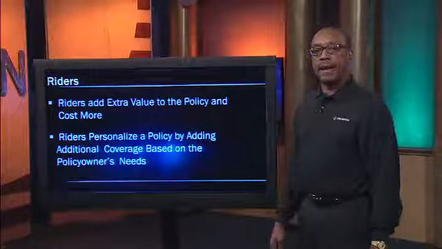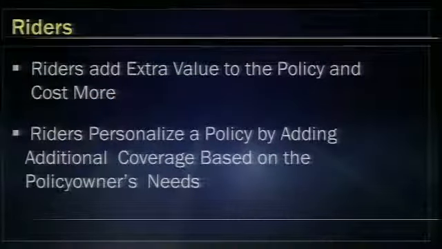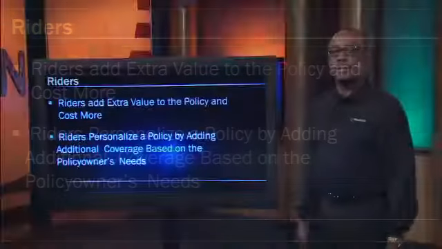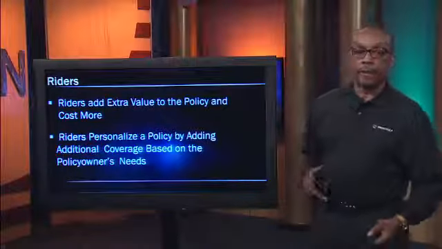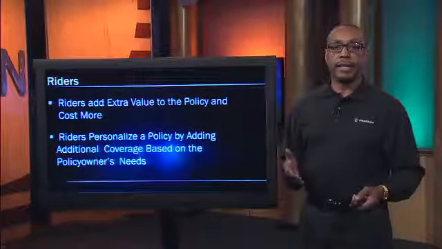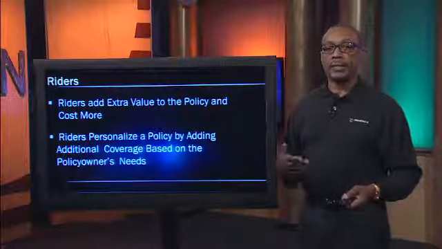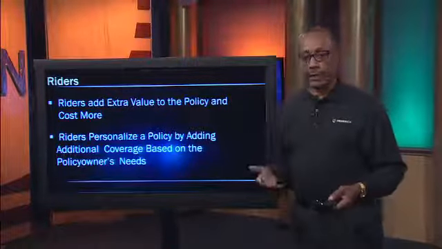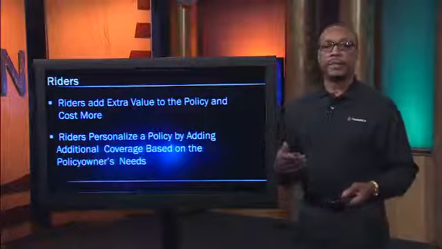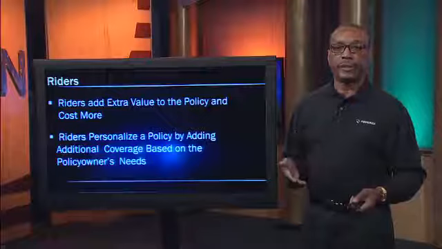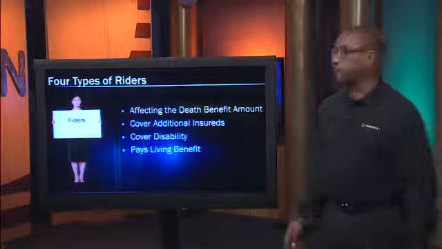Riders add extra value to the policy and cost more. Riders can personalize a policy by adding additional coverages based on the policy owner's needs. I like to use the example of buying a large cheese pizza, which may cost you $10. However, when you start adding on the additional toppings like sausage, pepperoni, and whatever you might like, now that $10 pizza is costing you $18. You can consider those toppings as riders.